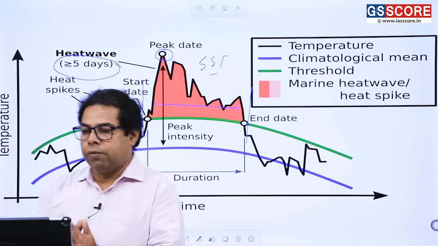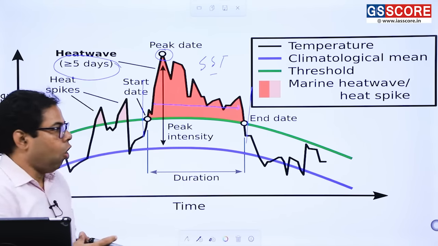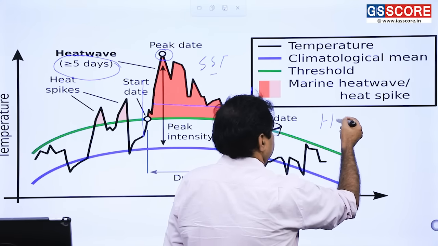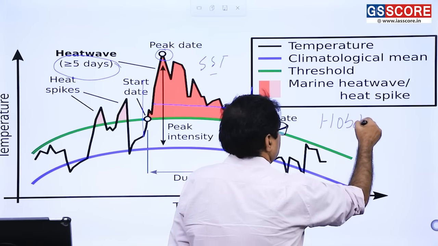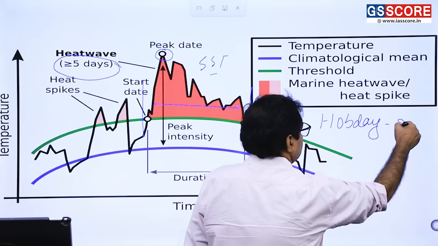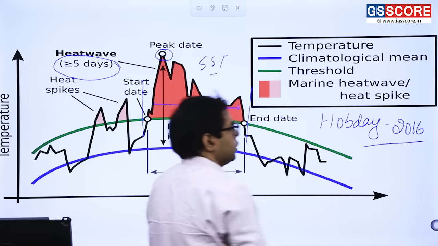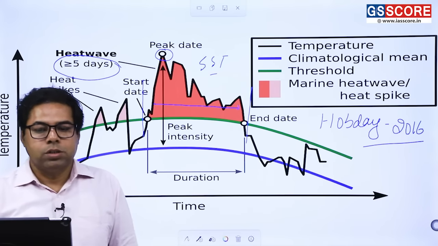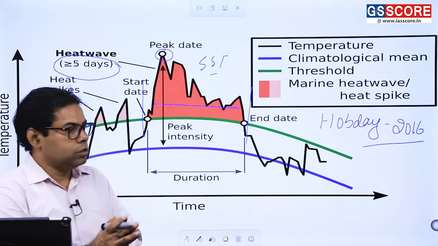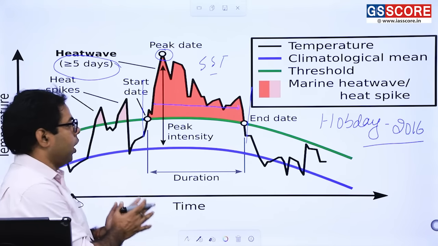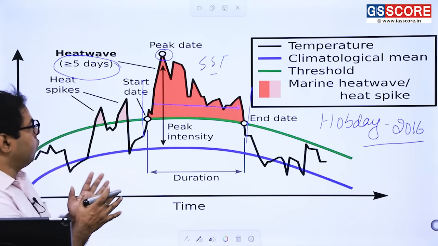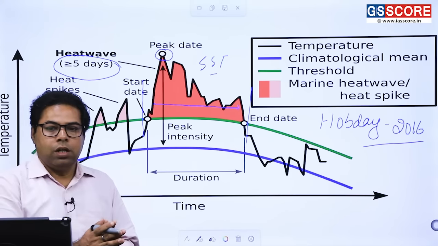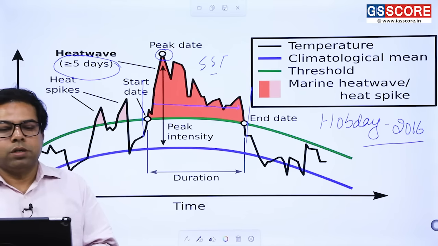This definition was given by Hobday in 2016. Hobday says that continuous 5 days of peak or high temperature of the sea surface is called a heat wave.